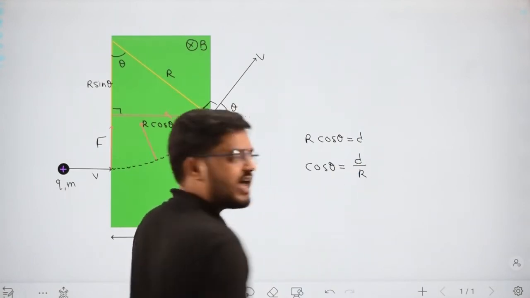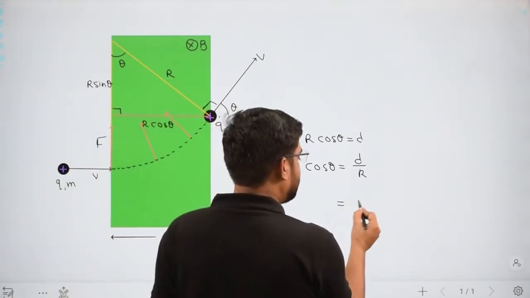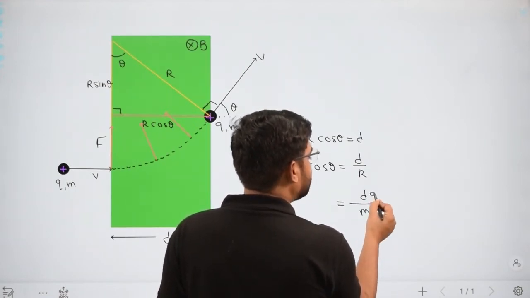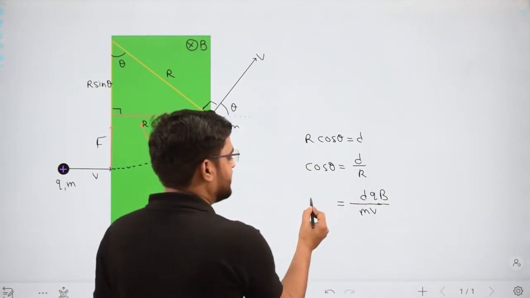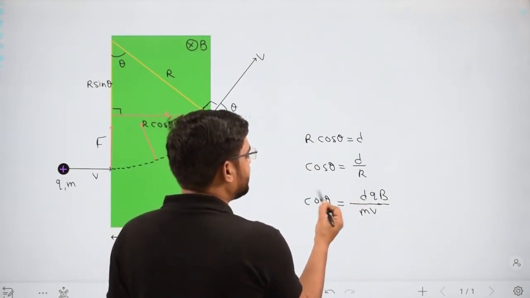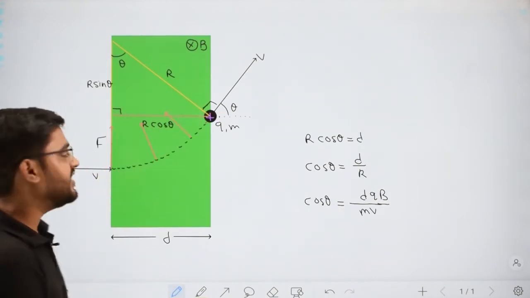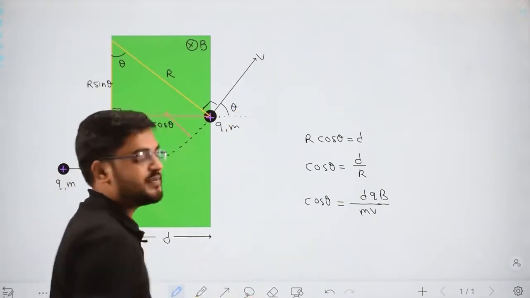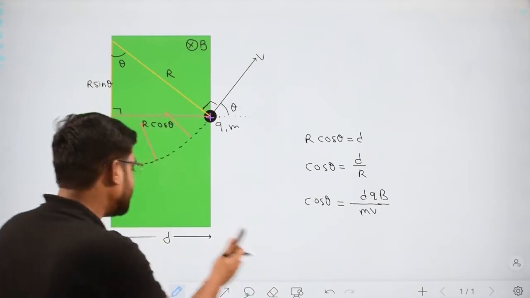The expression for r we already derived, right? It was mv by qB. So d divided by mv by qB, and qB goes into the numerator. So this is an expression for cos theta. Once you take the inverse of this, you will get the angle by which it is going to be deflected. So initially it was in this direction, deflected by an angle theta. Theta is given by cos inverse of dqB by mv. What is d? d is the width of the magnetic field.